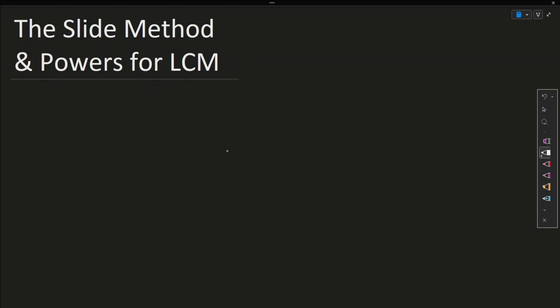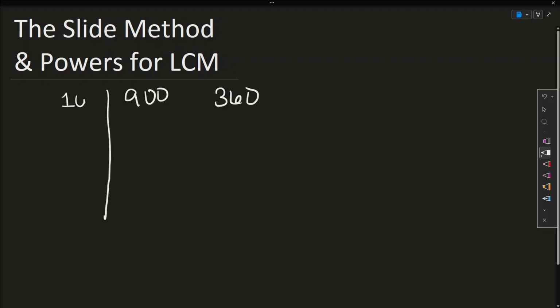Welcome back. In this video, we are going to use the slide method for the least common multiple. Let's begin again with 900 and 360. So we write these at the top. We can see they have a 10 in common, so we write the 10 to the left and divide. When we do, we have 90 and 36.